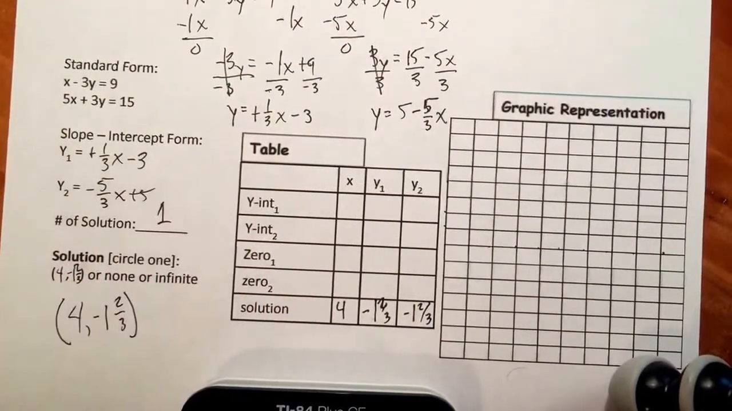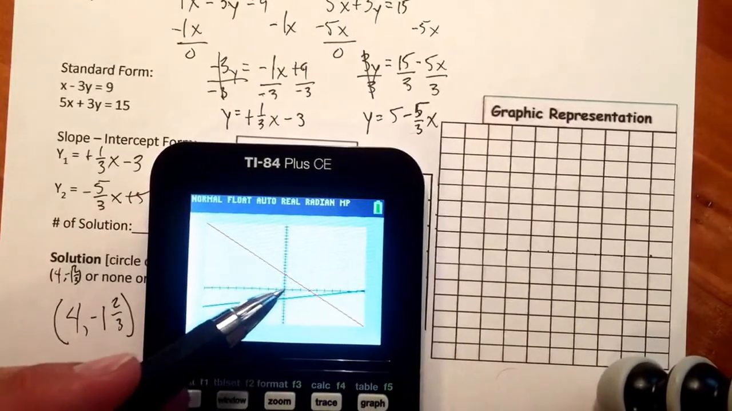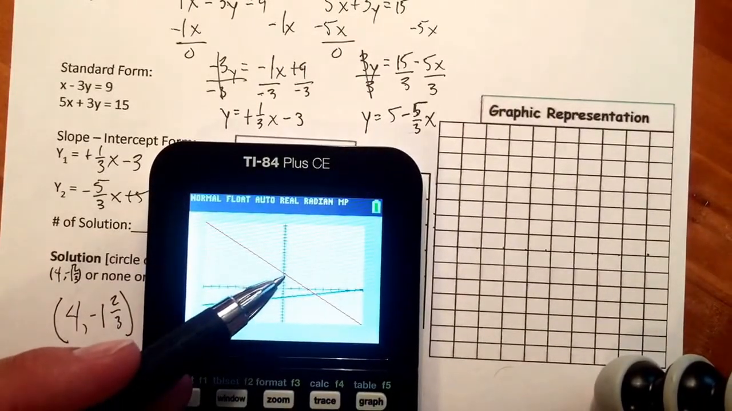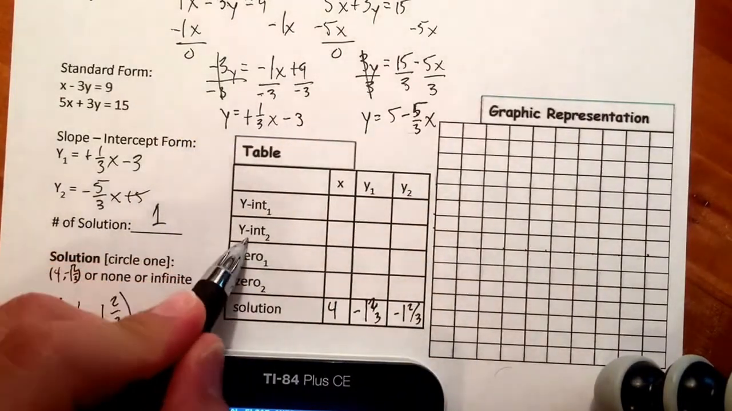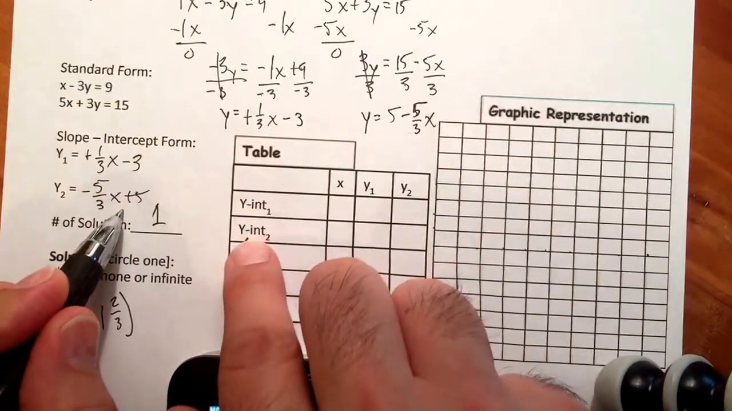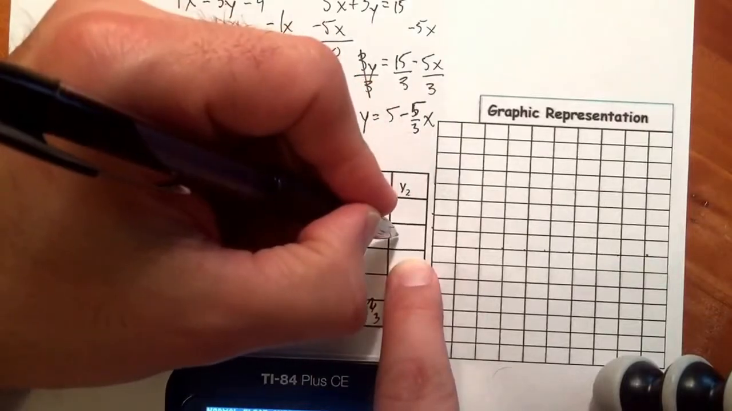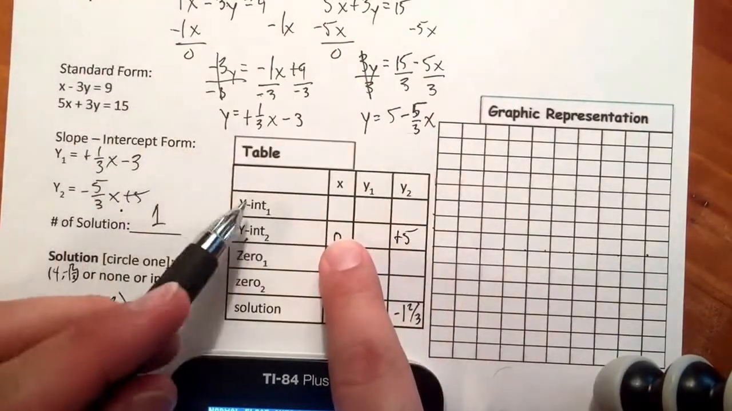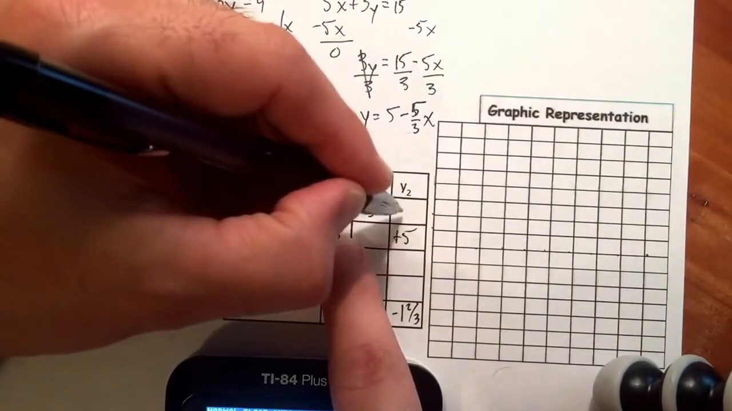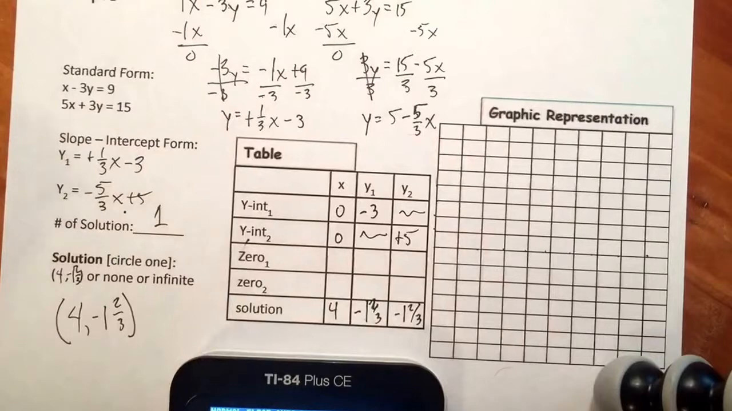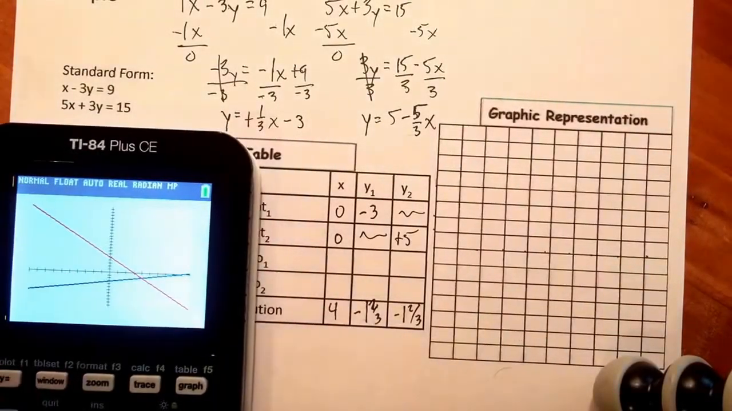We know that the y-intercept, if we go back to our graph, is going to have an x value of 0 and a y value of 5. So here, we know we've got an x value of 0 and a y value of positive 5. For the y-intercept of equation 1, it's going to be 0, negative 3, and we won't worry about those two. Now we need to find the zeros, the x-intercepts.